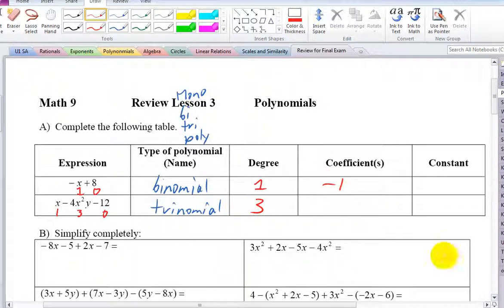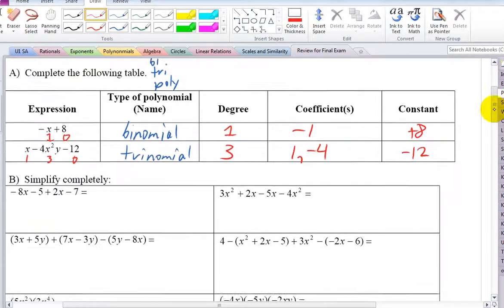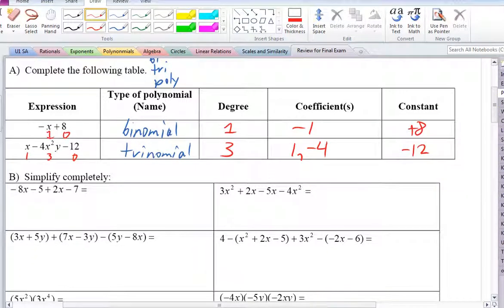Coefficients. We have a -1 coefficient, that's it. For the next one, we have a +1 coefficient and a -4 coefficient. Okay. So coefficients are the numbers in front. Constant, +8, -12. Always include a value, plus or minus. Okay, makes it easier for you. All right, any questions?